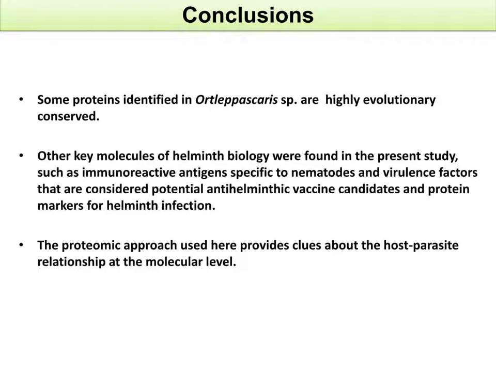As we know, helminths are complex and widespread pathogens, and today can affect about 2 billion people around the world, being an important public health problem. And because of it, molecular studies are needed for strategies for future interventions. The proteomic approach used here provides clues about the host-parasite relationship at the molecular level.